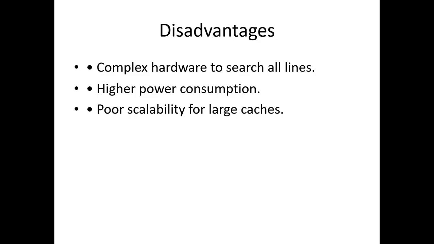However, there are some trade-offs. The first trade-off is complexity. Since the system must search all the cache lines for every access, it needs extra comparison logic. Also, there is higher power consumption, in that all line comparisons consume more power than the single lookup used in direct mapping. Finally, there are scalability issues. As the cache grows, the cost and delay of searching increase significantly, which is why this is rarely used for large caches.